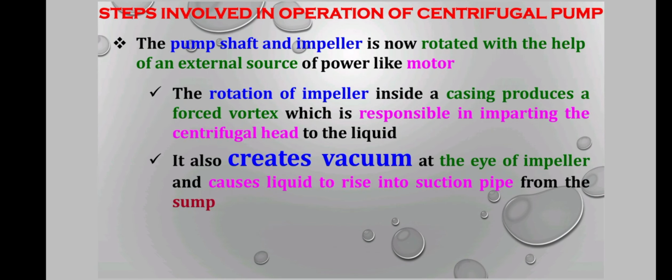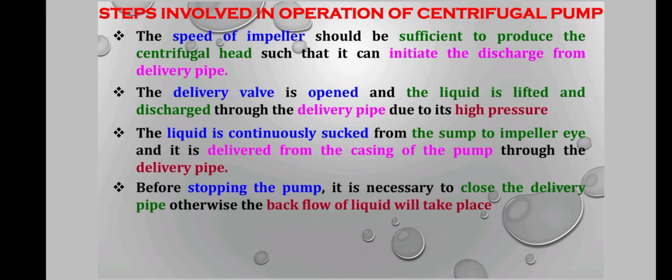The pump shaft and impeller are now rotated with the help of an external source of power like a motor. The rotation of the impeller inside the casing produces a forced vortex, which is responsible for imparting the centrifugal head to the liquid. It also creates a vacuum at the eye of the impeller and causes liquid to rise in the suction pipe from the sump of the pump. The speed of the impeller should be sufficient to produce the centrifugal head such that it can initiate the discharge from the delivery pipe.